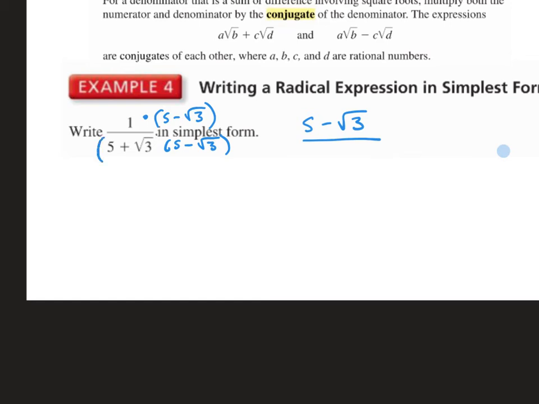How can we multiply 5 plus square root 3 times 5 minus square root 3? FOIL. So we're going to multiply our first terms. 5 times 5 is 25. 5 times negative square root 3 would be negative 5 square root 3. Square root 3 times 5 is 5 square root 3. And what is square root 3 times negative square root 3?